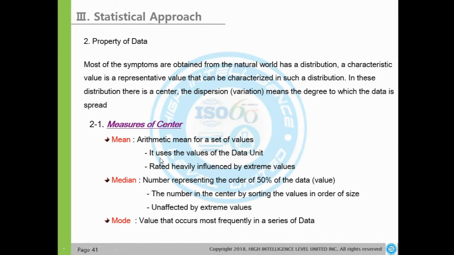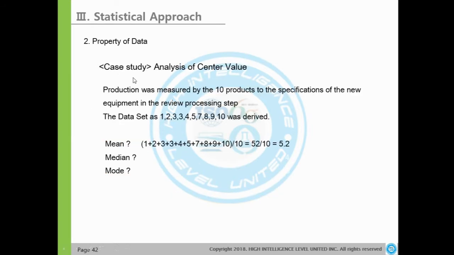Okay, we can see clearly about the mean, median, and mode. Please remember, if there are some outliers which affect the center, then it is much better to use the median. So this is a case study. This is the data set. The mean is just the sum of it divided by the number of data. What will be the median? Let's think about it. And what is the mode?